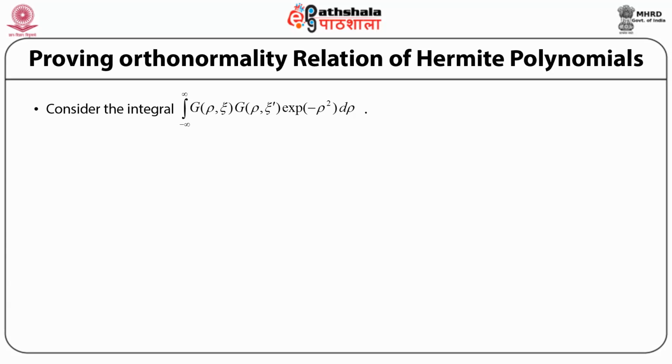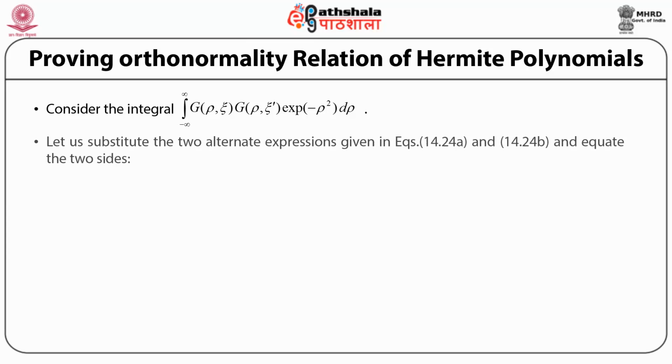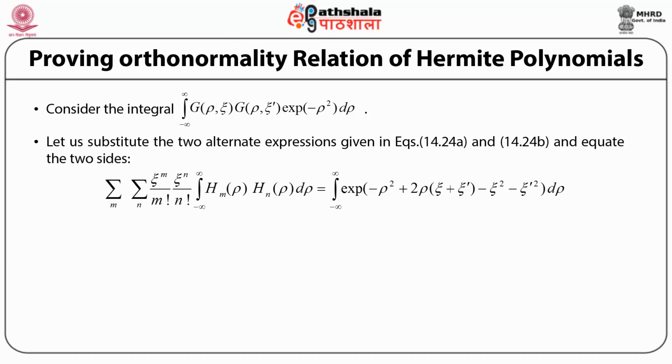Consider the integral from minus infinity to infinity of g(rho, xi) into g(rho, xi prime) into exponential of minus rho square d rho. Let us substitute the two alternate expressions given in equations 24a and 24b and equate the two sides. So we get summation over m and summation over n, xi raised to power m by m factorial into xi prime raised to power n by n factorial, into the integral from minus infinity to infinity of H_m(rho) into H_n(rho) d rho, is equal to the integral from minus infinity to infinity of exponential of minus rho square plus 2 rho into (xi plus xi prime) minus xi square minus xi prime square d rho.